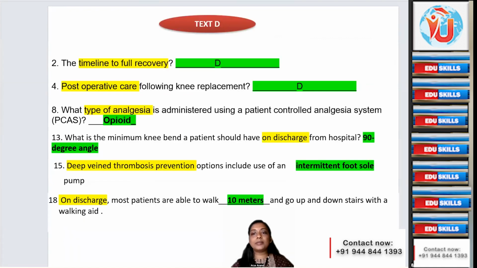Yes, see the abbreviation here also is there. Patient-controlled analgesia system (PCAS). This is what we are telling you to highlight, all those things.